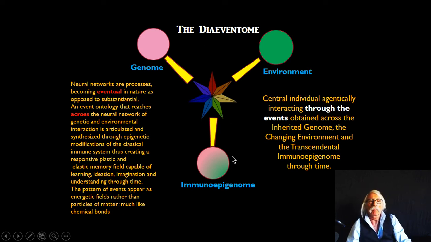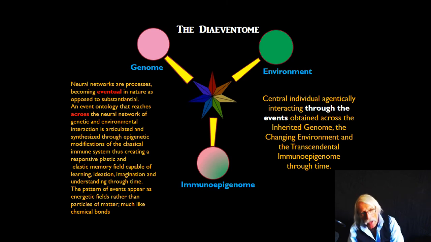That's why I turned this into a chemical bond structure, right? A trigonal plane. Now, central, individual, agentically interacting through the events, these are events, obtained across the inherited genome, the changing environment, such as diet, and the transcendental or above immunoepigenome through time. So this is overall what I'm describing in terms of the diaventology of the system, trying to put together all the dimensions that regulate how peripheral immune responses are mechanistically controlled by the brain and then back to the brain.